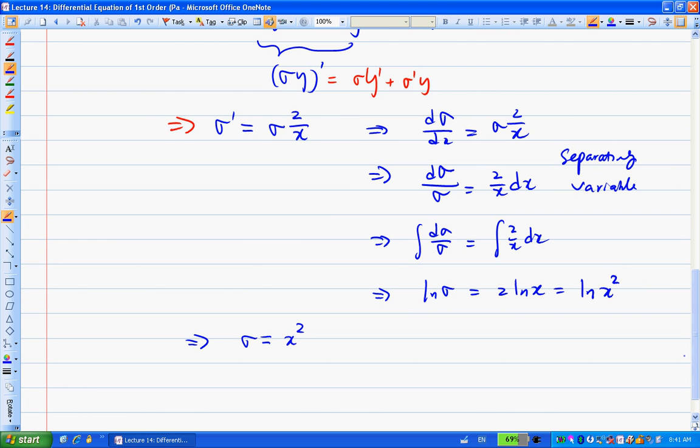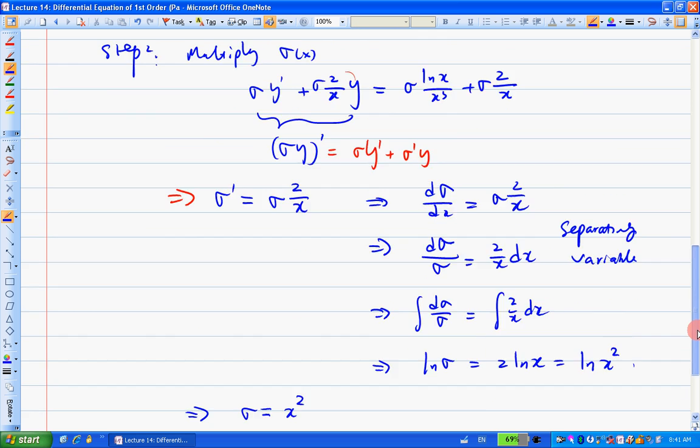Maybe some of you ask, why don't you add a constant c here? As we said, we don't need a general solution for sigma. We need just one solution. So you can choose plus 2 or plus 3, whatever you want to put here, but ultimately you only need one. That's why we don't need a plus constant here.